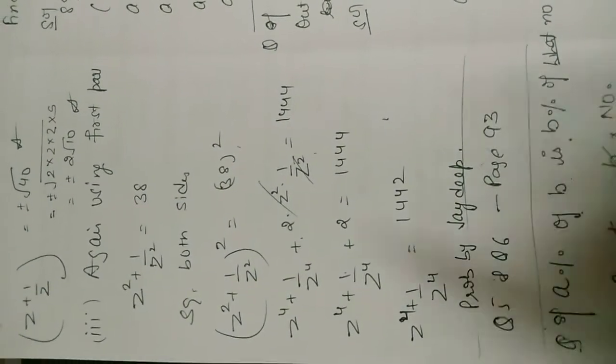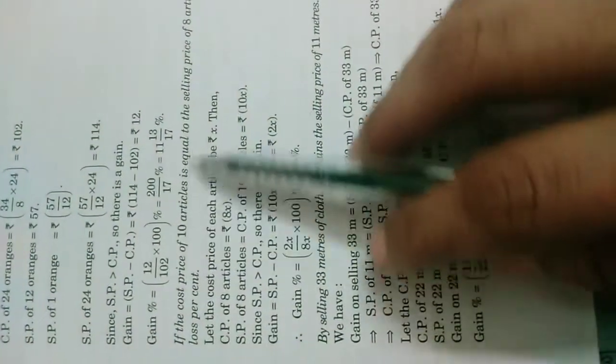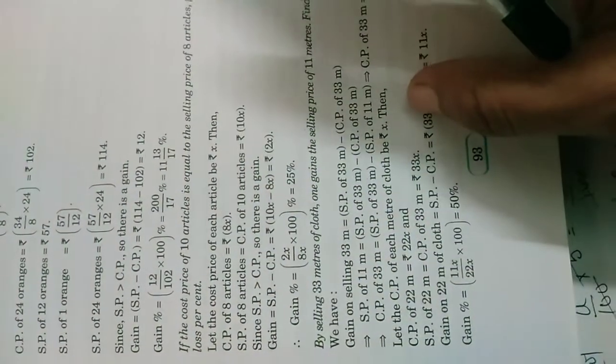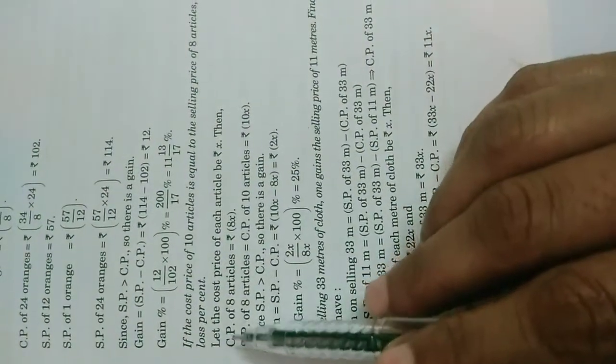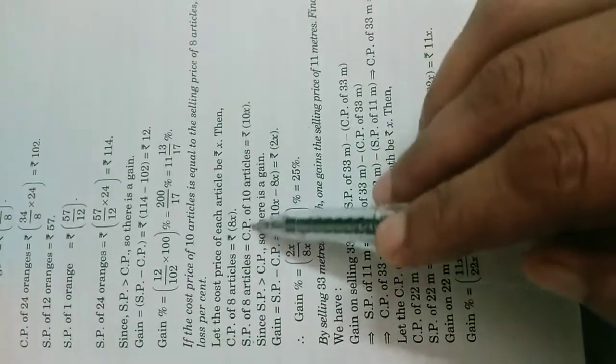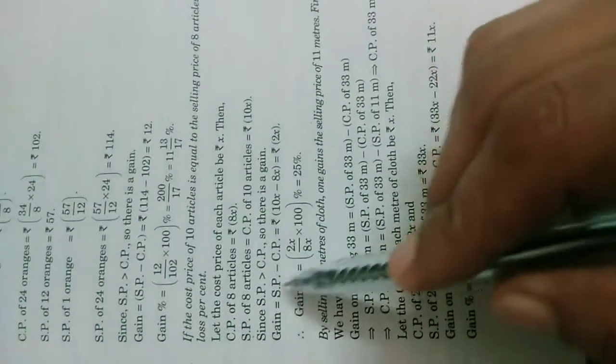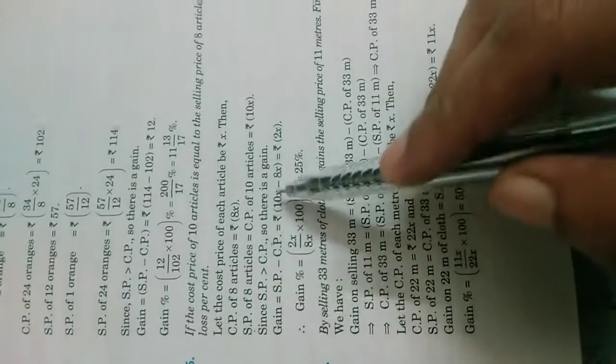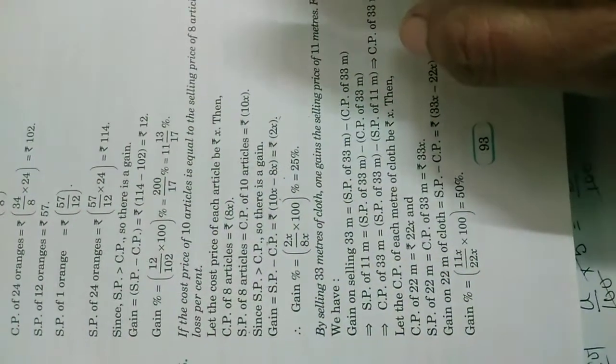Problem given by Jaydeep is page number 93, example number 5 and 6. If the cost price of 10 articles is equal to the selling price of 8 articles, find the gain or loss. Okay, so you can solve this without using x also. You can write the selling price of 8 is equal to the cost price of 10. Simple. Then you can write this step, selling price is greater than cost price. So gain is 10 minus 8, 2, if you don't want to use x.